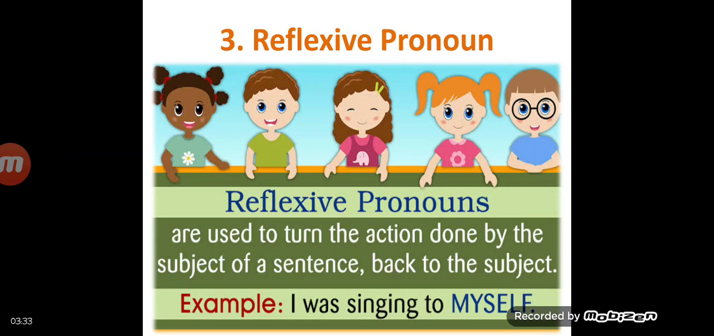Dear students, reflexive pronouns used to put emphasis on the subject are referred to as emphatic pronouns. For example, I did it all by myself. Here it means, you can see that without anybody's help, you can do your work by yourself.